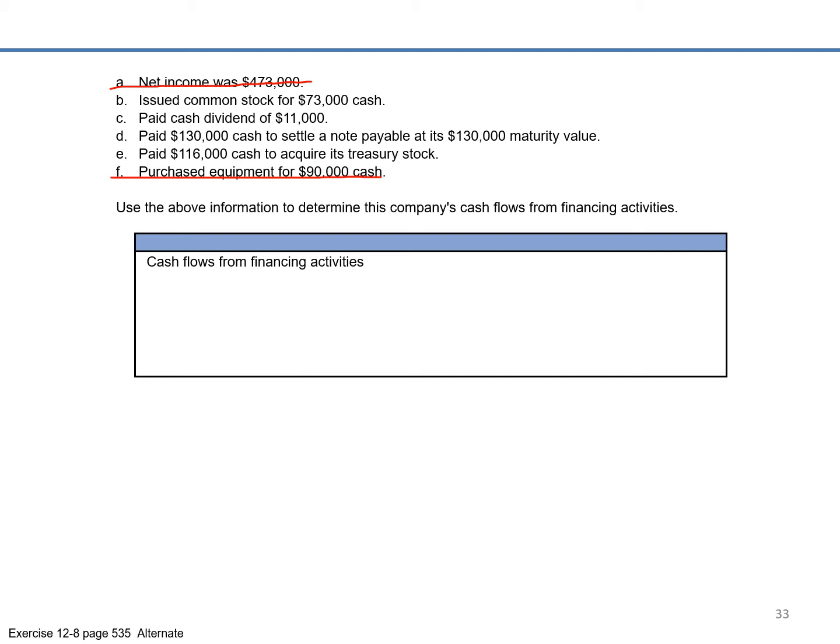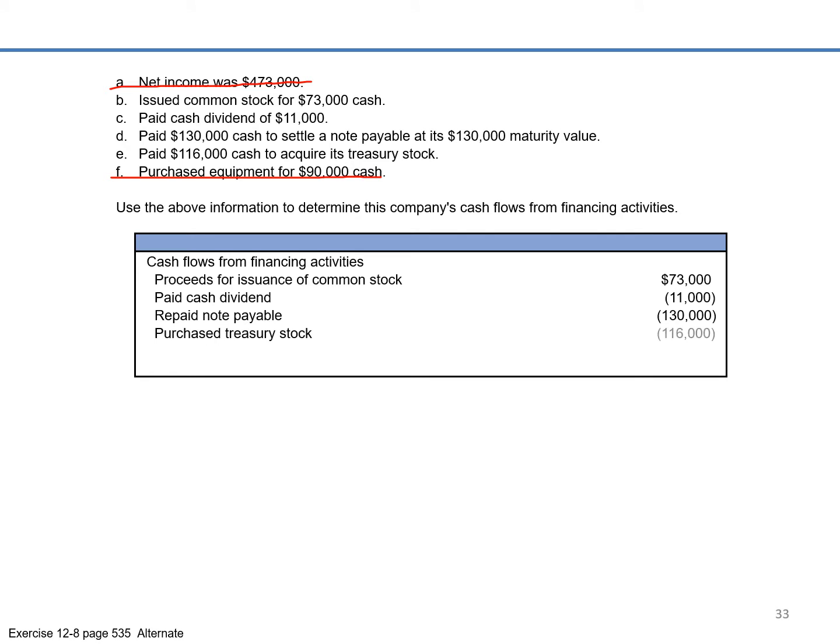So when we issue common stock for $73,000 cash, we get money. So that's an increase. When we pay cash dividends, that's money going out the door, right? So that's a reduction. Pay $130,000 cash to settle a note payable. That's a reduction. We're paying our note, right? Paid $116,000 cash to acquire treasury stock. So that's going to be money going out the door as well. So we have net cash used by financing activities, $184,000.